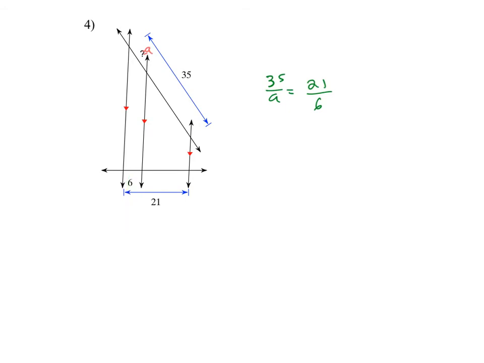Now I'm just going to cross multiply, or I'm going to simplify first right here. So this is 7 over 2, and I'm going to cross multiply. So 70 equals 7a, and now I'm going to divide by 7. So a is 10.